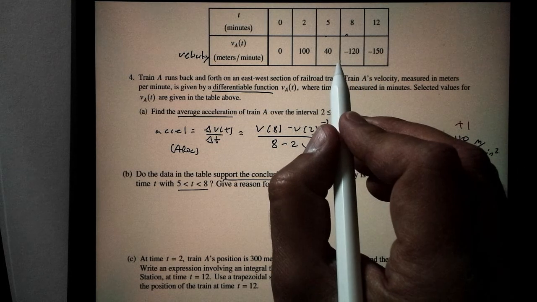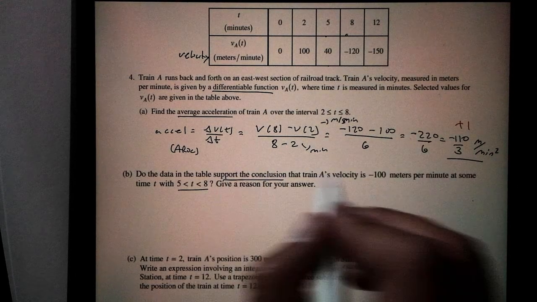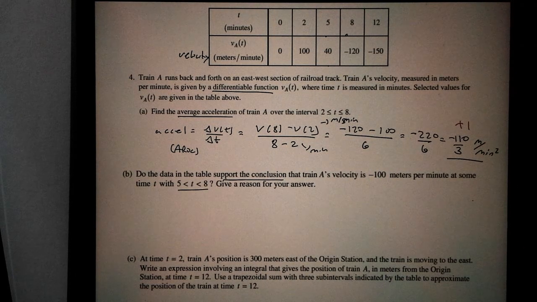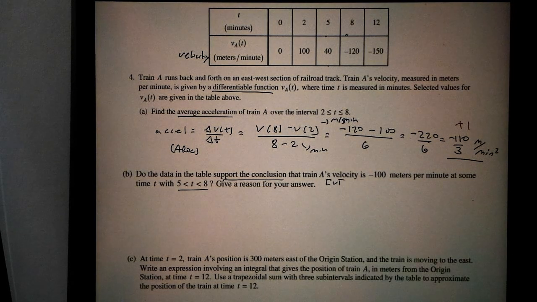And the answer is absolutely. We're going from 40 to negative 120. At some point, we have to cross negative 100. So it's easy to know that, but remember, we have to give a mathematical reason. So I'm thinking IVT, the Intermediate Value Theorem, right here. So what does the IVT say?